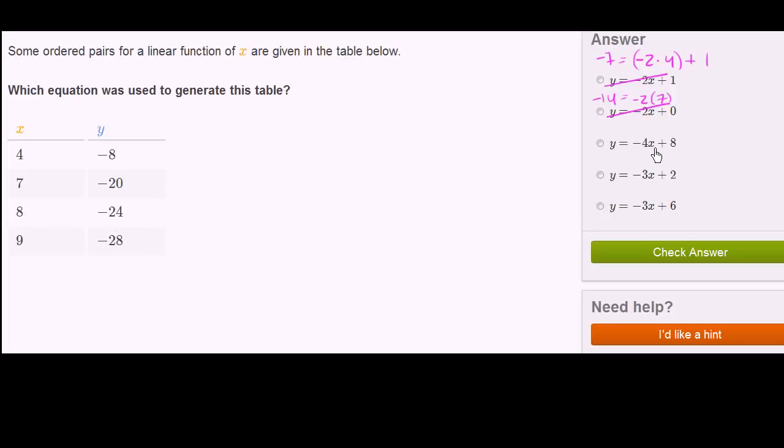And then finally, let's look at that last point. When x is 9, negative 4 times 9 is negative 36, plus 8 is equal to negative 28. And that's exactly what we see here in this table. So we don't even have to look any further. Choice 3 satisfies the conditions that when x is any one of these values, the corresponding y defined by this equation matches: when x is 4, y is negative 8. When x is 7, y is negative 20, so on and so forth.